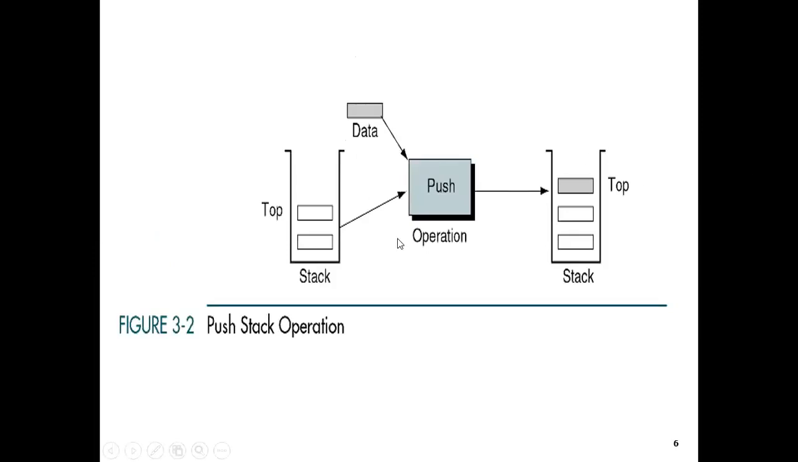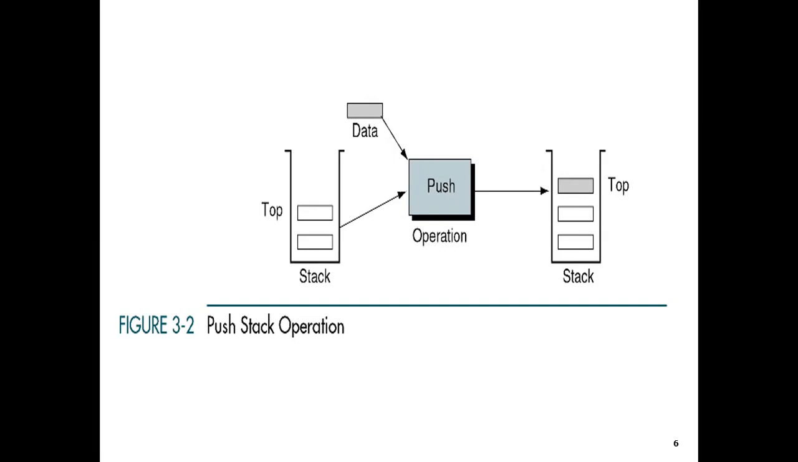This is an example diagram for showing the operation of a stack. Here is the stack. We already have two data. Using push function, you will be adding the data, the gray part, into the stack. So now the stack has three values. Initially the top was holding the value of the second element. Now the top is holding the value of the third element. This is how the push will work.